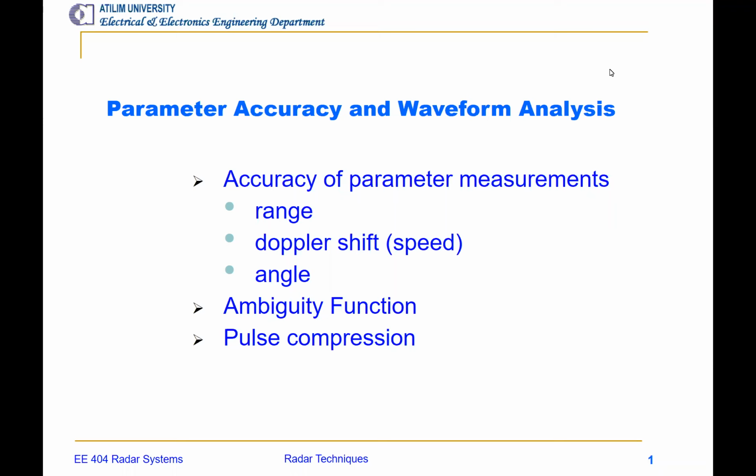Okay, here is the outline. We'll be first looking into the accuracy of parameter measurements, namely range, Doppler shift, so speed, and angle. And then we'll be studying the ambiguity function, which is very critical for the waveform design in a radar system. And then the pulse compression, one of the most important techniques that we use in radar systems, pulse compression.